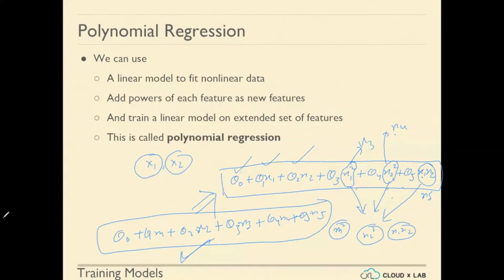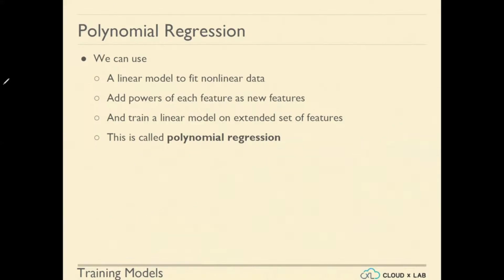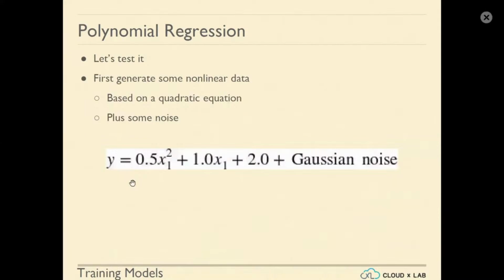If you are learning a polynomial, then this type of regression is called polynomial regression, right? Okay, so let's test it. We will first create a nonlinear data. To create nonlinear data, I'm using this equation: y is equal to 0.5 x1 square plus 1 x1 plus 2, so a degree 0 term, a degree 1 term, and a degree 2 term.